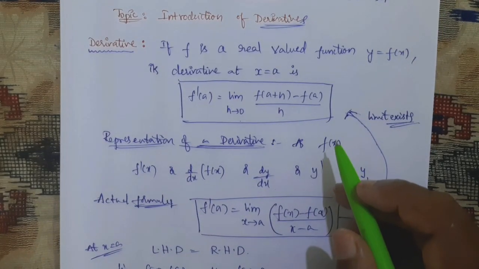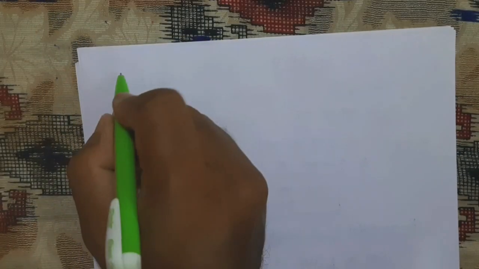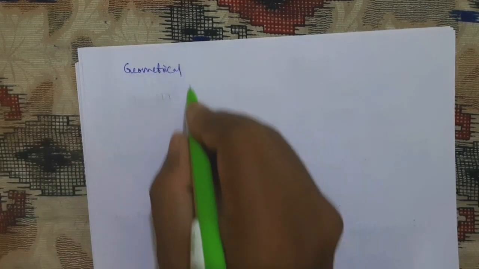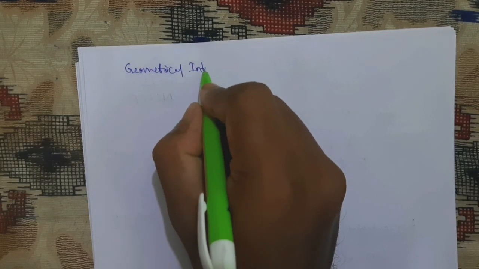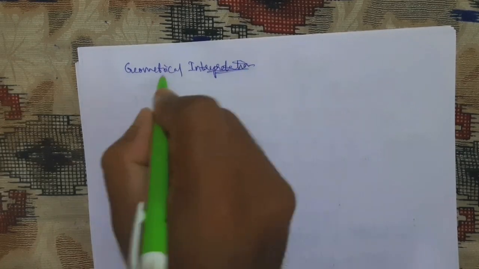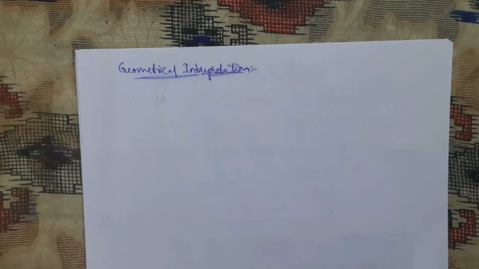Now we will consider the geometrical interpretation. Before that, we have considered the derivative through a formula. So this is by using a figure, or by a graph, how we will define the derivative.